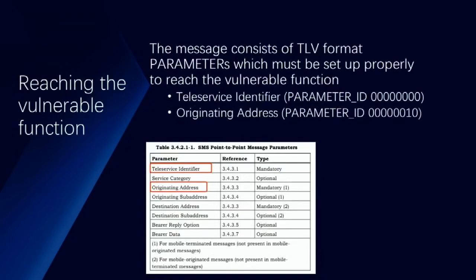Next, the message actually consists of several TLV structures. They call them parameters in the specification. This is a list of the parameters. Hope you can see it clearly. The two marked in red are the mandatory fields. We have to set the teleservice identifier and the originating address.